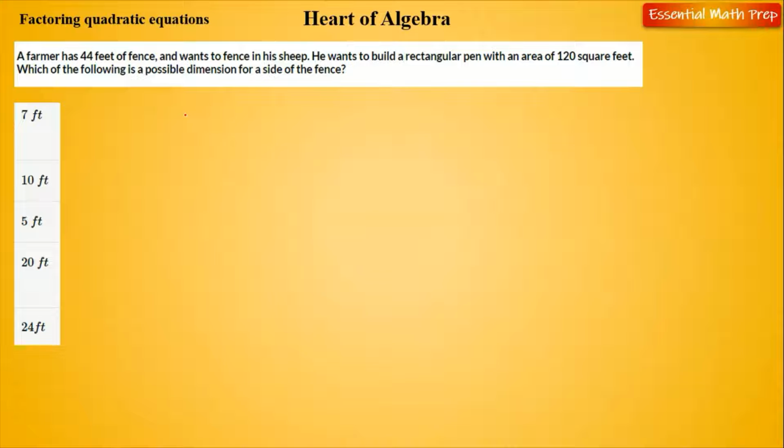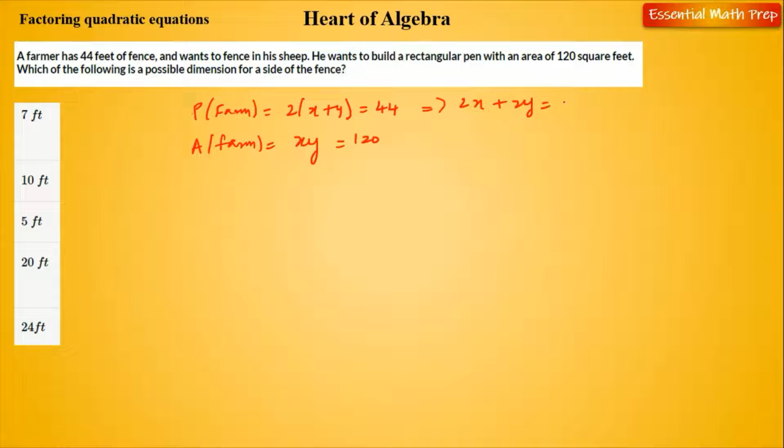So let's assume them to be X and Y. The perimeter of the farm is 2 times (X plus Y) equals 44. For convenience, I'm not including the units. And the area of the farm is X times Y equals 120. This implies 2X plus 2Y equals 44, right? And we can say XY equals 120, or you can even reduce it further. It's totally up to you. And we can substitute either X or Y in place of the other.